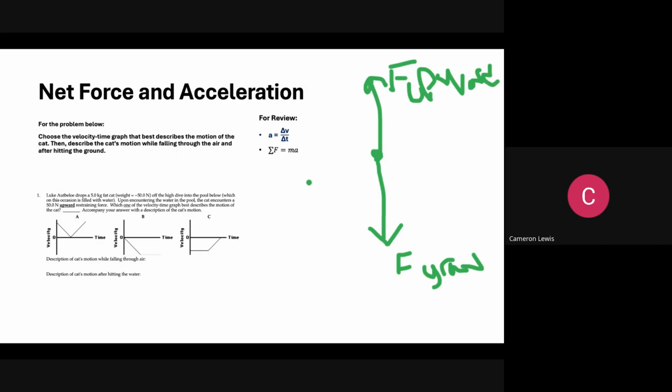Now we're doing that, right? Are the forces balanced or unbalanced when he hits the water, the cat? Balanced, right? So that means that the sum of my forces is equal to 0. I got 50 on top, 50 on bottom. But when my forces are balanced, do we see acceleration? No. So on a velocity time graph, what would indicate that we don't see acceleration?